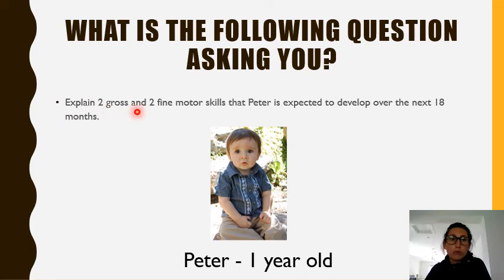Explain 2 gross and 2 fine motor skills that Peter is expected to develop over the next 18 months. We've covered this briefly. We should have covered this by now. If you are struggling, you can do a little bit of research. You know, it's not asking you to do it by yourself. But what I would like you to do is go through the RBUG process and answer the question. You are going to upload, and I can give a little bit of feedback from that. So just pause the PowerPoint now, close it down for a minute, and answer the question, please.